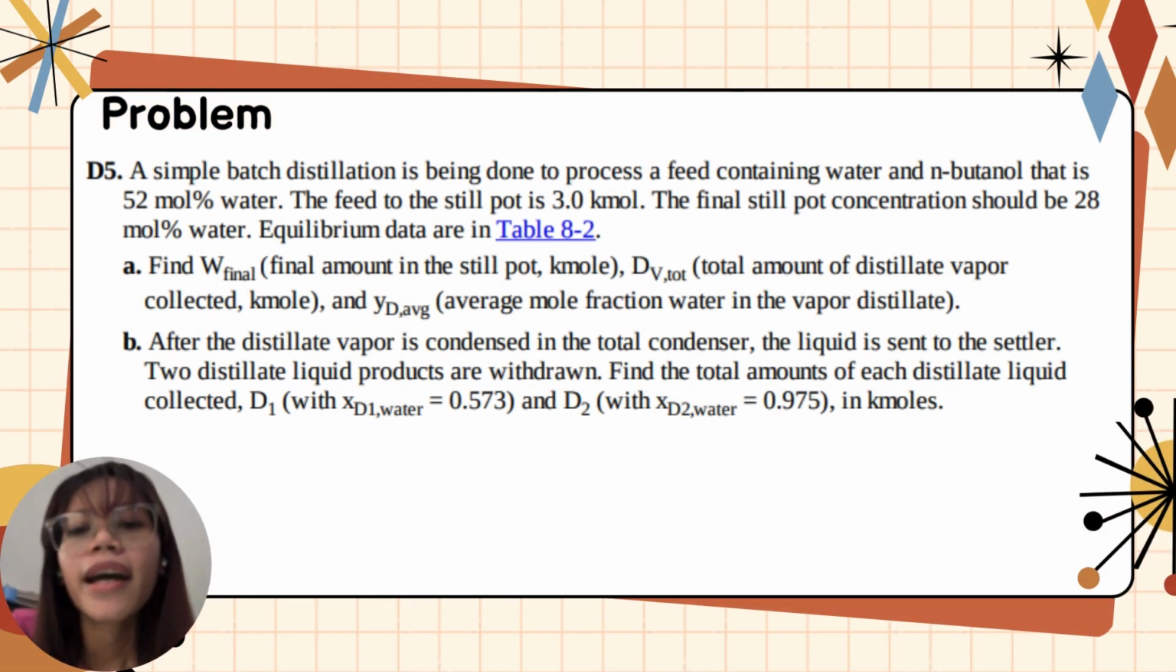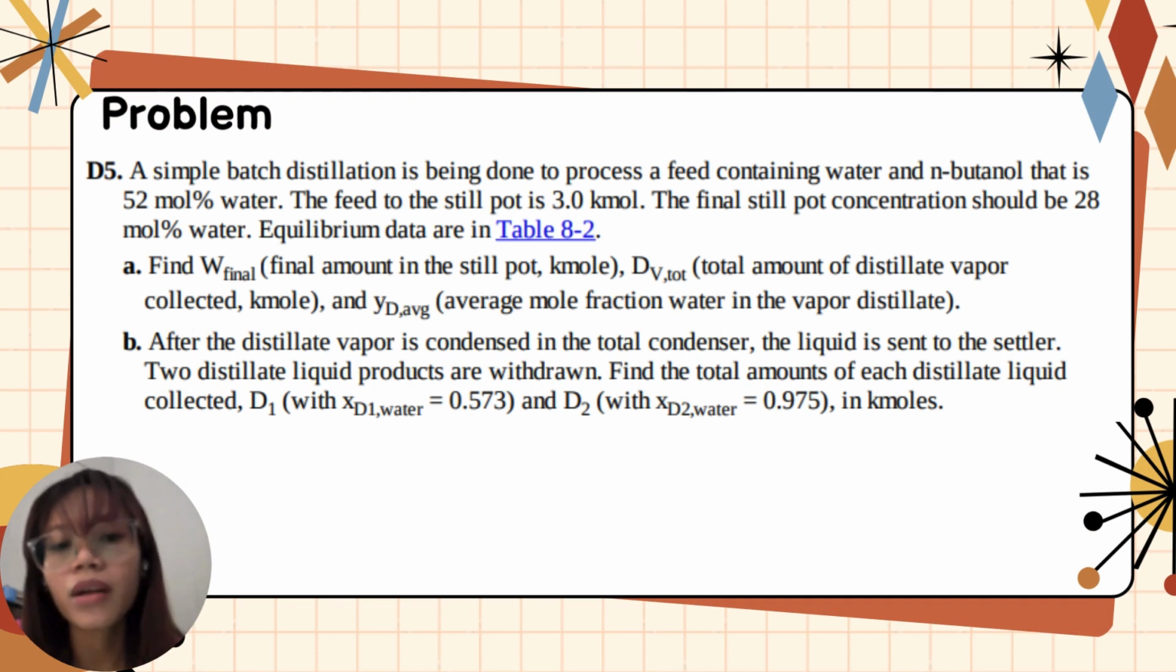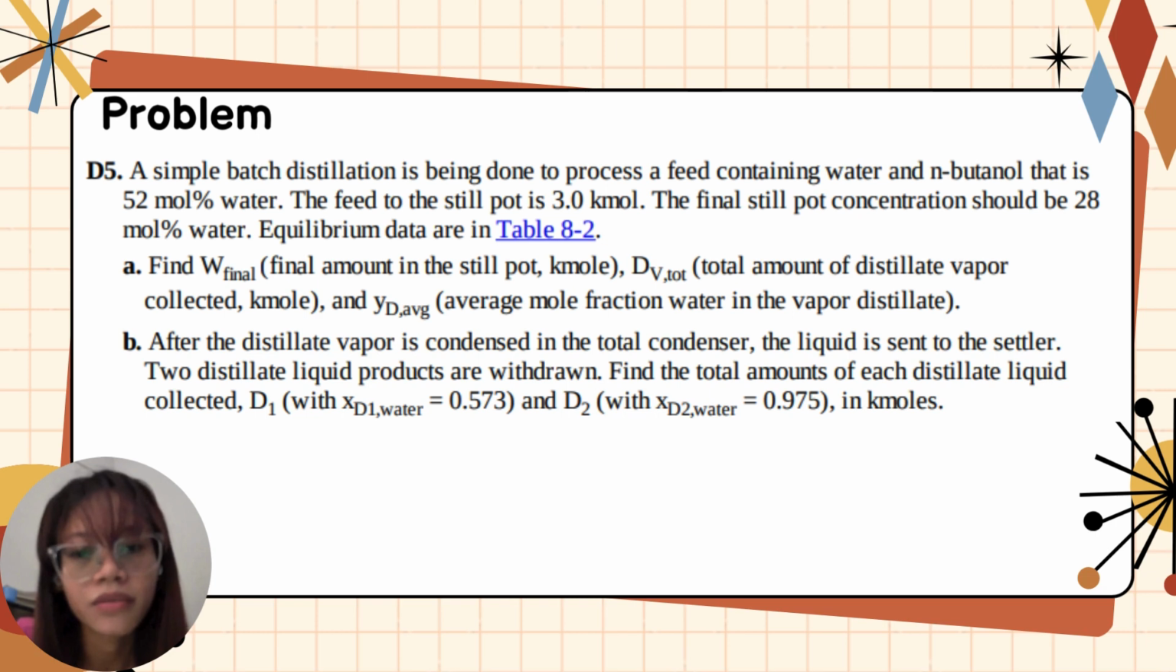Problem D5. A simple batch distillation is being done to process a feed containing water and n-butanol that is 52 mol% water. The feed to the still pot is 3.0 kmol. The final still concentration should be 28 mol% water. The equilibrium data are in Table 8-2. First, A: find the final amount in the still pot, the total amount of the distillate vapor collected, and the average mole fraction water in the vapor distillate.